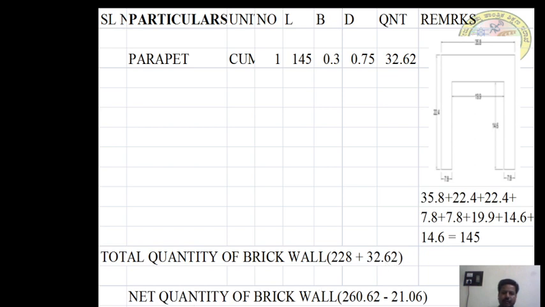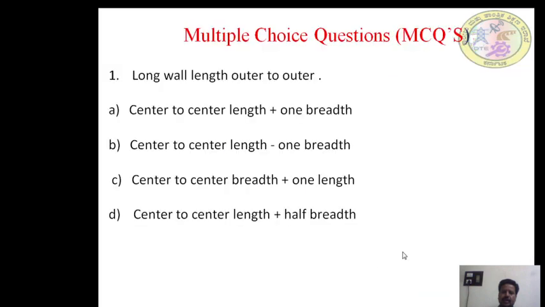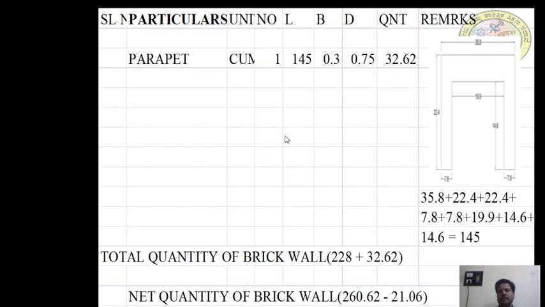Net quantity of brick wall is 260. And the deductions come under it: 260 minus 0.62 minus 21.06. Then calculate the quantity of brick work.